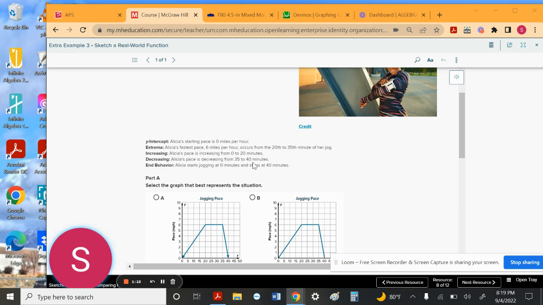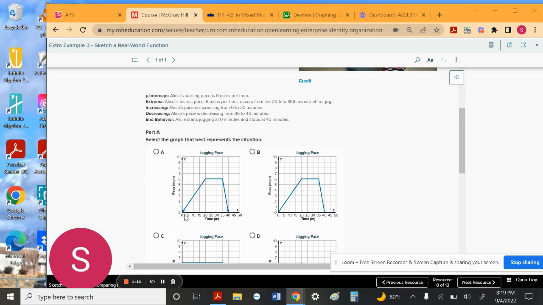Alicia's pace is increasing from 0 to 20. So from 0 to 20, it increases. So both of them still could be it. Her pace decreases from 35 to 40. Both of those do that. And then she starts jogging at 0 minutes and stops at 40 minutes.